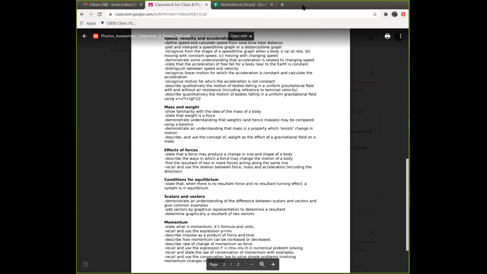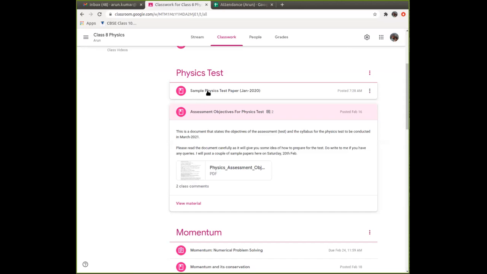What is t in this? The time for which it has fallen. So u is 0. Whatever be the time, it will become 0. The whole quantity becomes 0. Okay, so with that, we can move on to the next part of it.